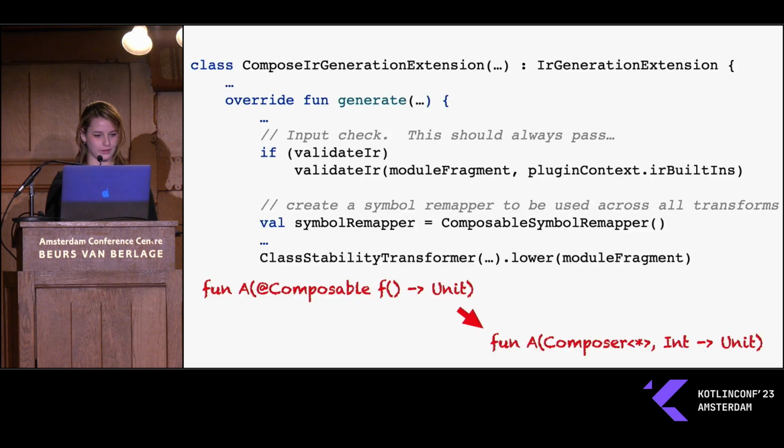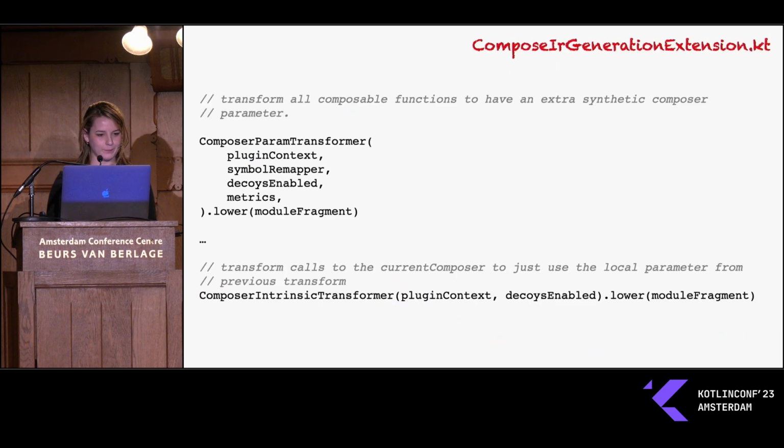Okay, I lost my spot again. We're at the composable symbol remapper. Okay, we're following through with all this, and we have the composer param transformer. This is responsible for transforming all the composable functions to have an extra synthetic composer parameter. And I think that's where we want to keep going from there.